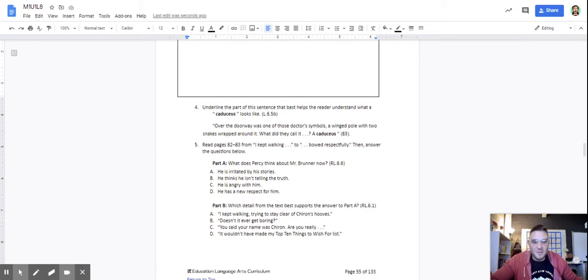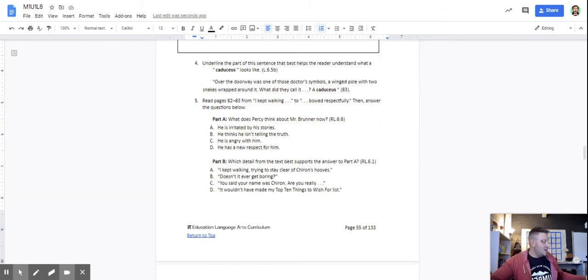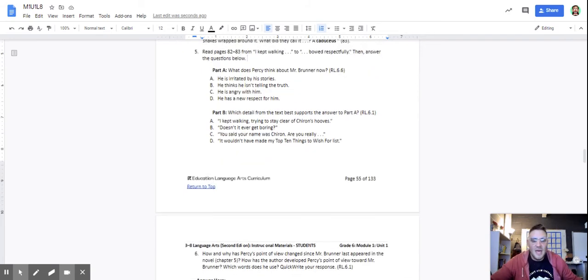Underline the part of the sentence that helps best. We're looking at Chapter 4, what helps the reader understand what a caduceus looks like? The quote is, "Over the doorway was one of the doctor's symbols, a winged pole with two snakes wrapped around it." What did they call it? A caduceus. So right here, I want you to highlight whichever word in that sentence makes you understand what a caduceus looks like best. Then the next part, you're going to read page 82 and 83 in the book, from "I kept walking" to "bowed respectfully," then answer these questions. These are multiple choice. I don't need to go over them with you. And that's all you're doing.